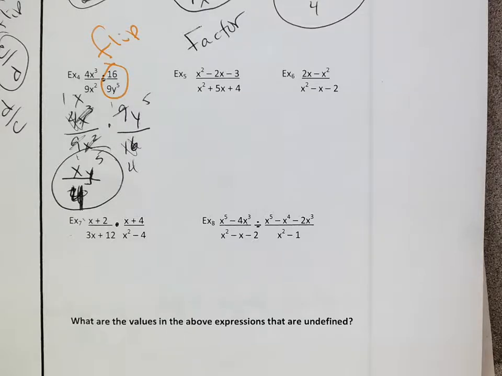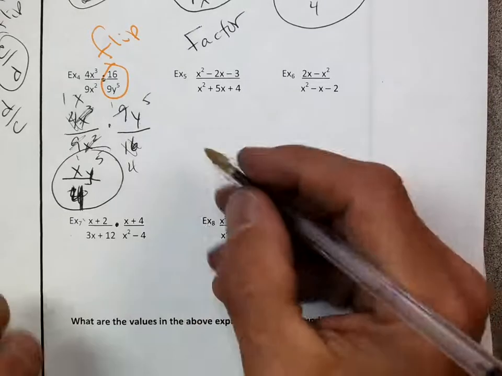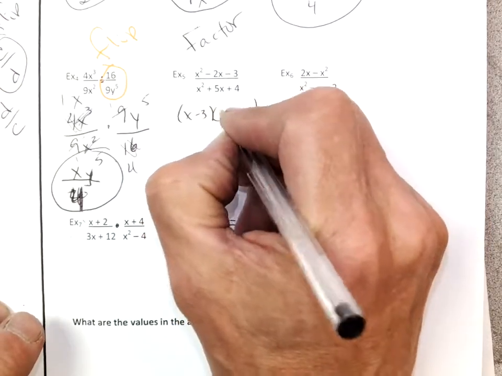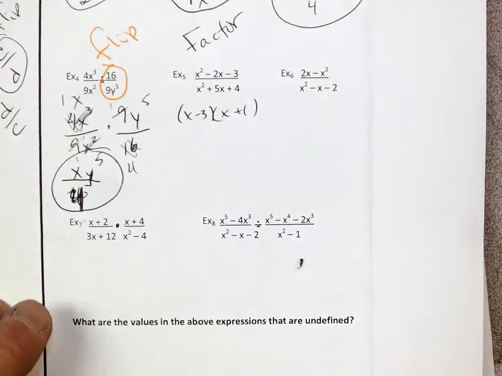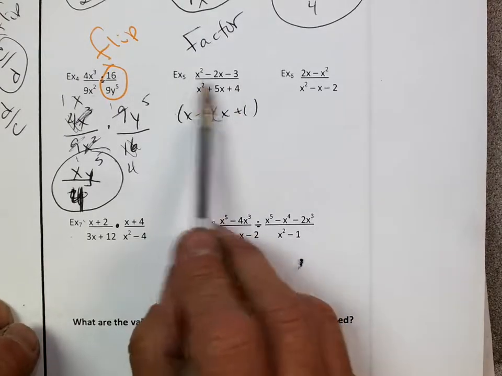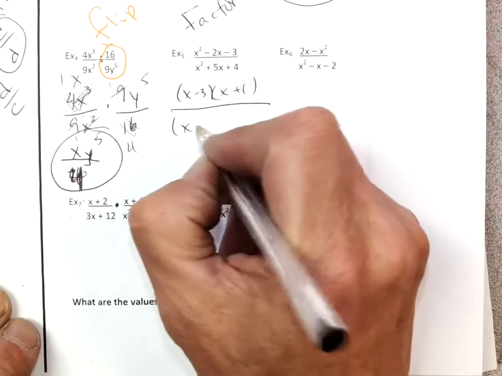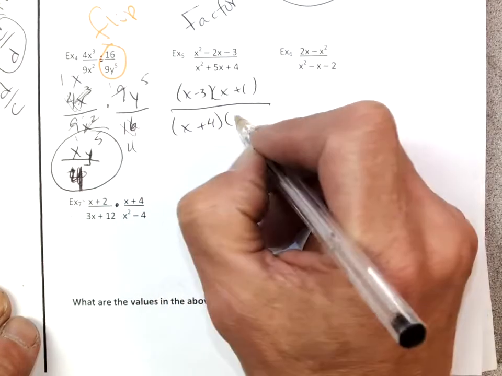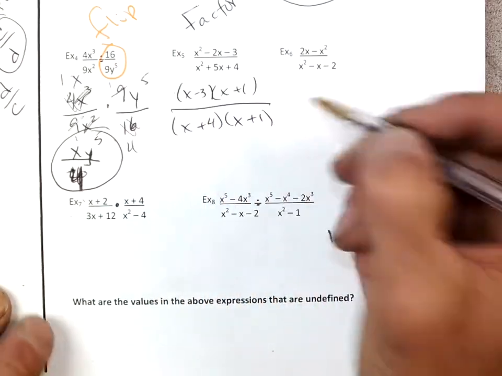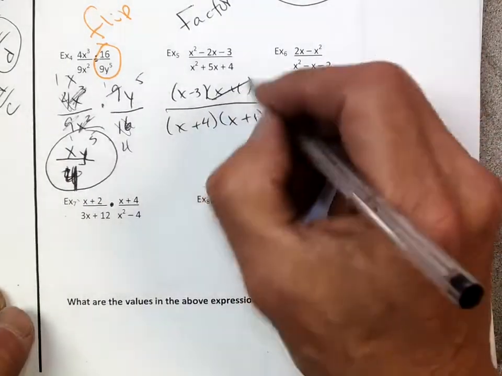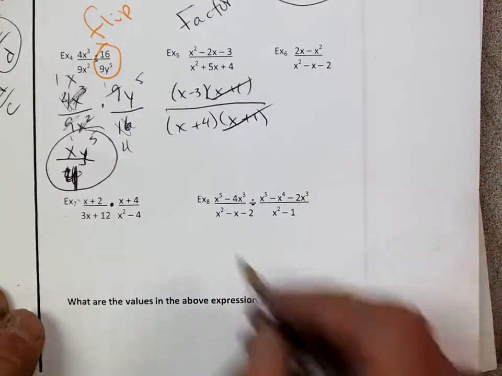So number 5, there's no times, so what do we do? Factor. So we get a x minus 3, x plus 1, over x. Okay. Now what could we cancel? X plus 1, x plus 1. What's left over?